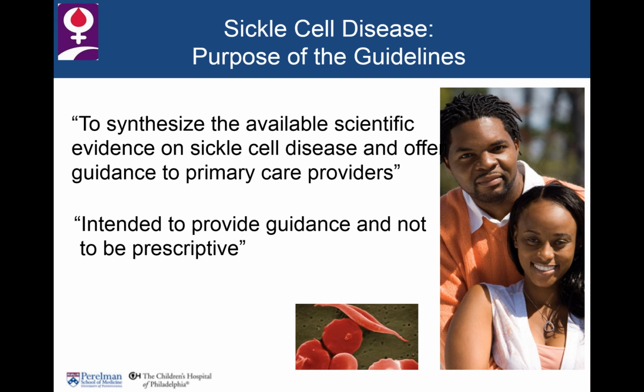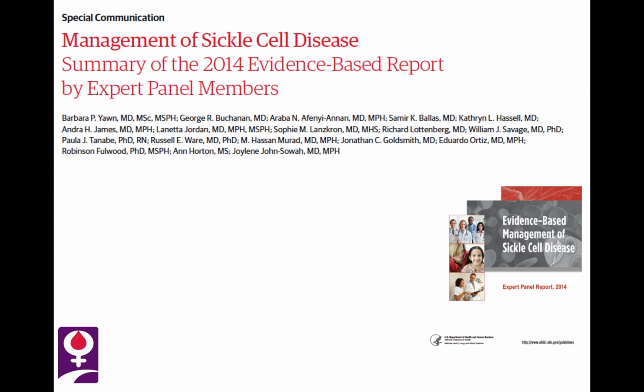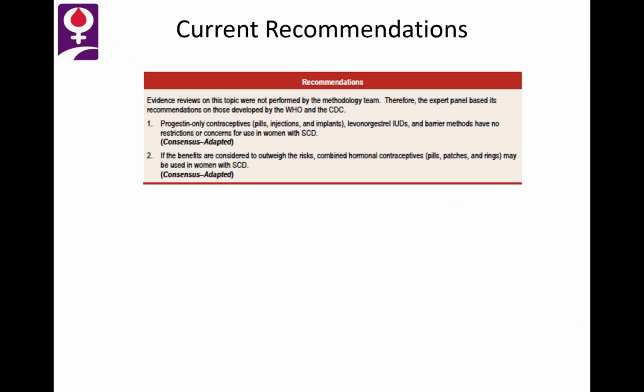It was not intended to be prescriptive, but simply to provide guidance, and the grade of evidence was weighted based on the quality of the data, and the guideline specifically said that if there was not high quality evidence, the quality indicators should not be linked to those parameters. So the summary of the evidence-based report on the management of sickle cell disease is an excellent resource. It really summarizes the salient features of this guideline, but the full guideline is available on NIH's website. And I'm only going to talk about the guideline as it relates to reproductive concerns.